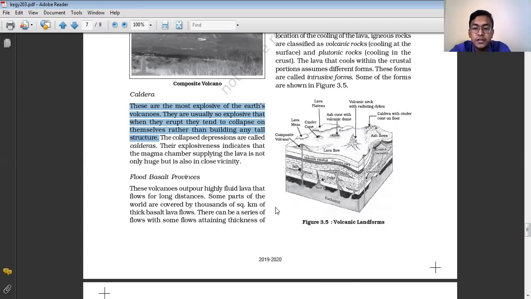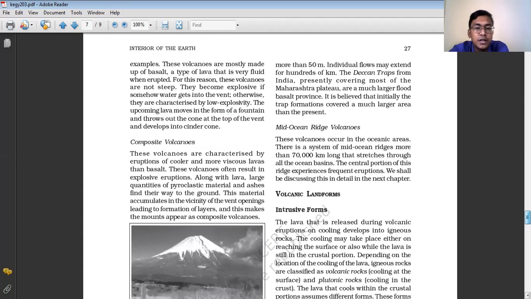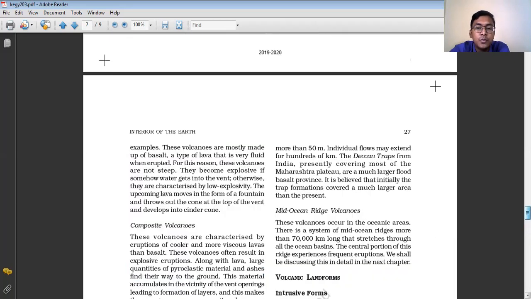There can be a series of flows, which means one eruption has taken place and formed a layer, then again an eruption has taken place and again a layer has been formed. And the thickness can reach up to 50 meters. The thickness of this layer can reach up to 50 meters in depth.